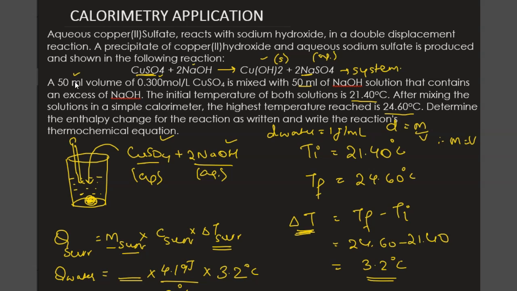Now since we are mixing 50 ml of copper sulfate, and this is an aqueous solution, meaning it is mixed in water, and this is also 50 ml of NaOH solution, that is also an aqueous solution mixed with water.